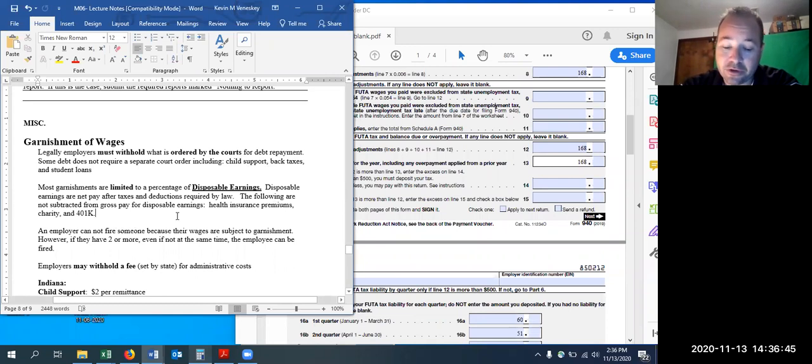Now, a lot of the garnishments are dependent on your disposable earnings. So they can't come and just take everything. Your disposable earnings are basically your net pay or your gross pay. I'm going to put here not net pay. Let's put in gross pay, because you can't take out things like health insurance premiums. That's part of your net pay. Can't take out charity or 401k. So it's basically your gross pay and any taxes that are required by law. They're not going to count that against you. So that's why I put net pay.